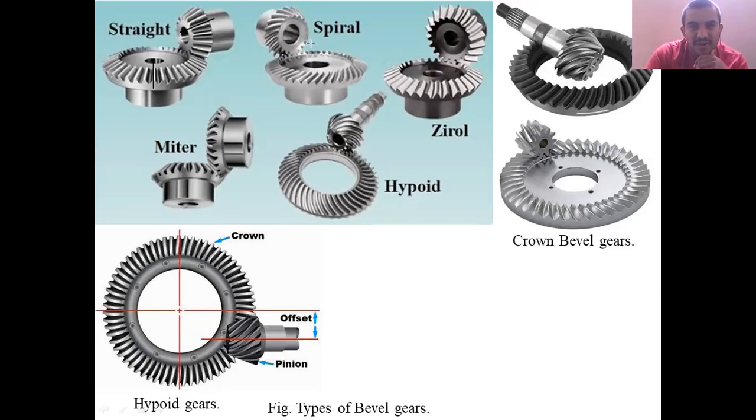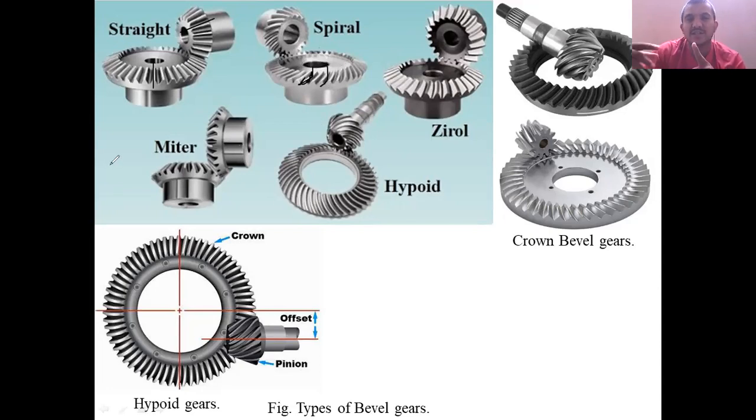If the teeth are formed in a curved shape, see that, a curved shape, then the type of gear is called a spiral bevel gear. This is similar to spur gears and helical gears, right? But here the teeth are formed in a curved shape, not inclined.